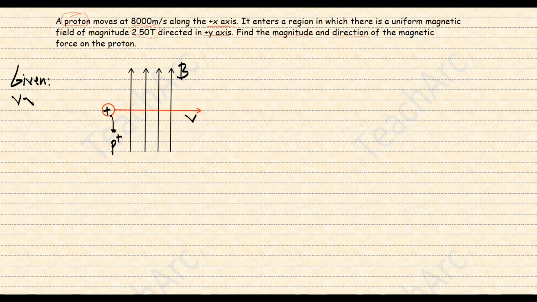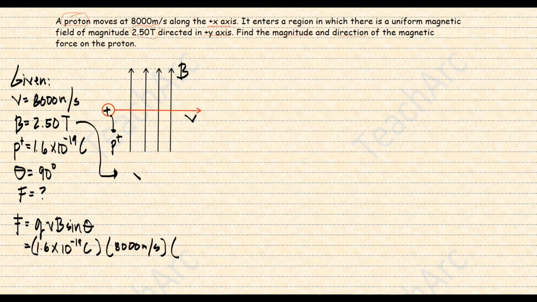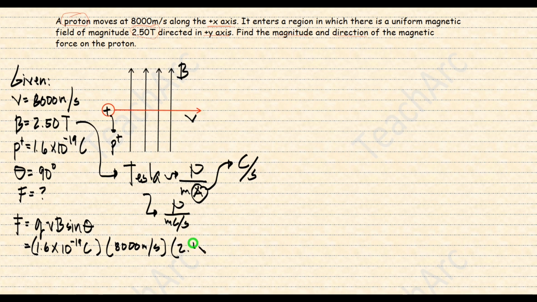The velocity is 8,000 meters per second. The magnetic field is 2.5 Tesla. The charge of the proton is 1.6 times 10 raised to negative 19 coulombs. The angle between the velocity and the magnetic field is 90 degrees. We are looking for the magnetic force. We will get a magnetic force of 3.2 times 10 raised to negative 15 newtons by using our formula. Remember that the unit Tesla is the same as Newton per meter ampere, and ampere is the same as coulomb per second. Therefore, if you eliminate all the units, you will end up with Newton.